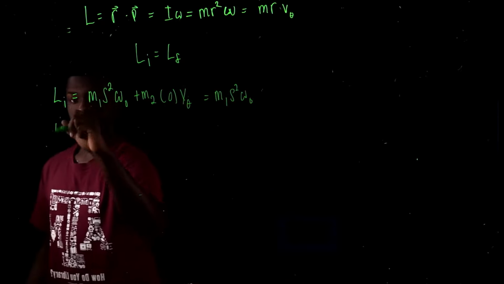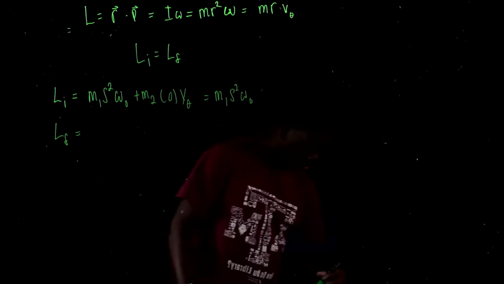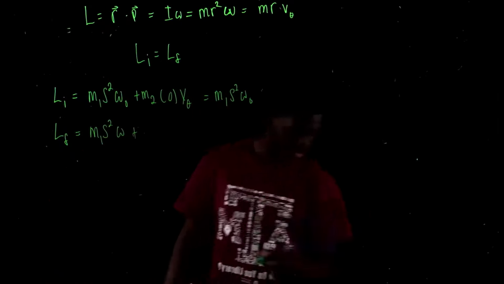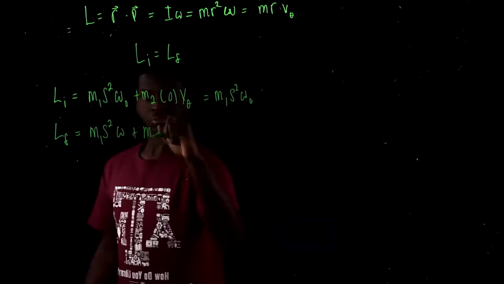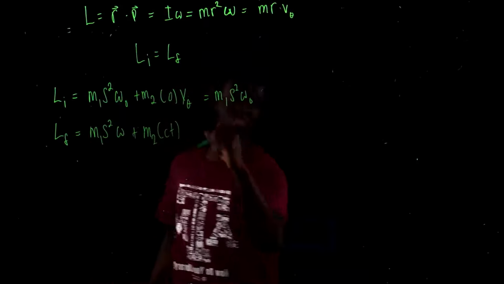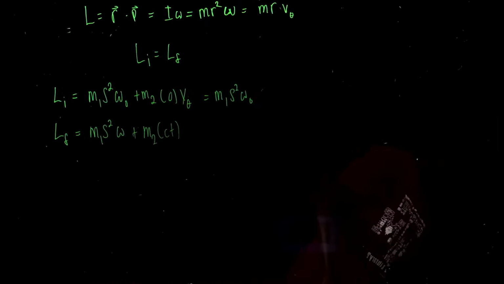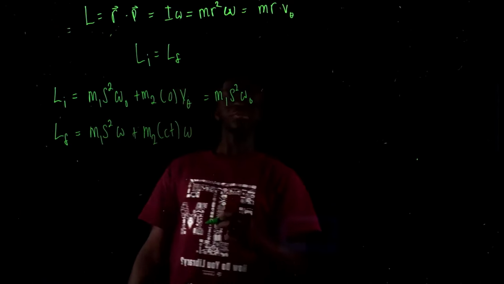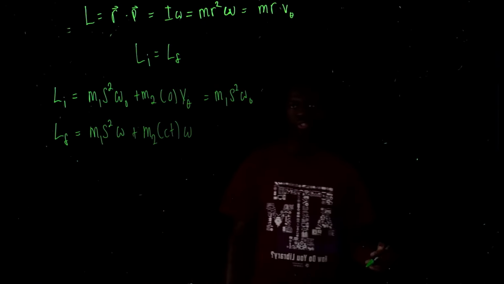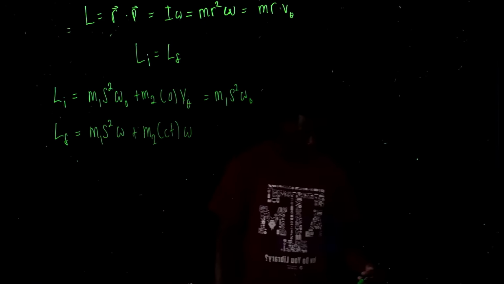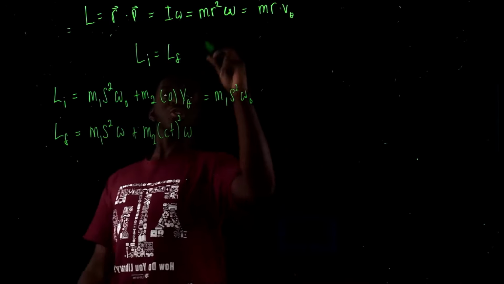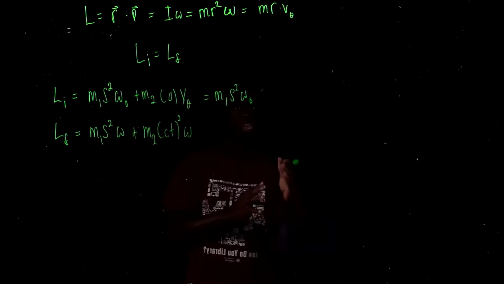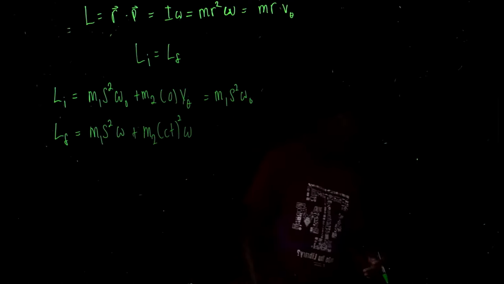Now let's go on to the final momentum. In the final, we're going to have M1 S squared, but this time it's going to be omega. And then we're going to have M2, but this time the radius is going to be CT, because the question tells us the distance is given by CT, and we have omega this time. So this one is going to be CT squared omega, because there's no velocity they gave us. They gave us omega with it.